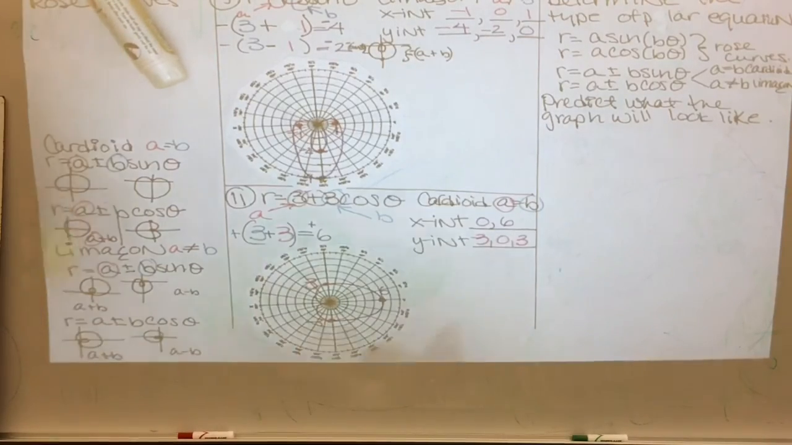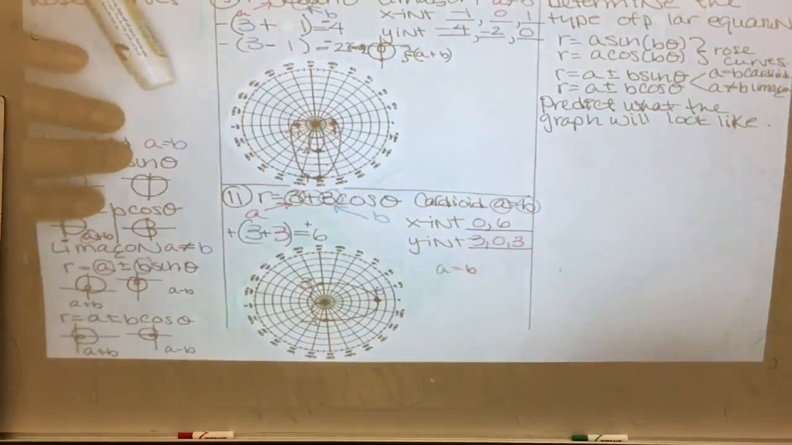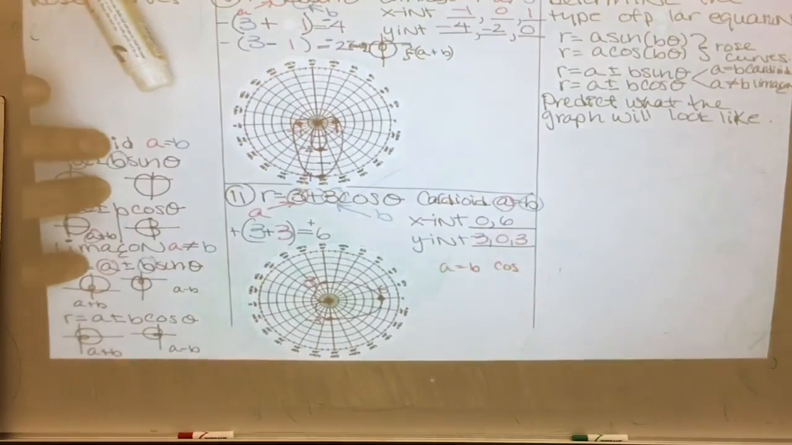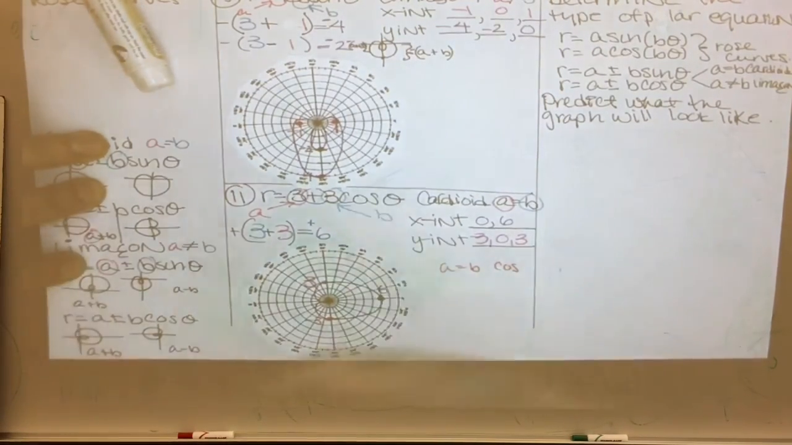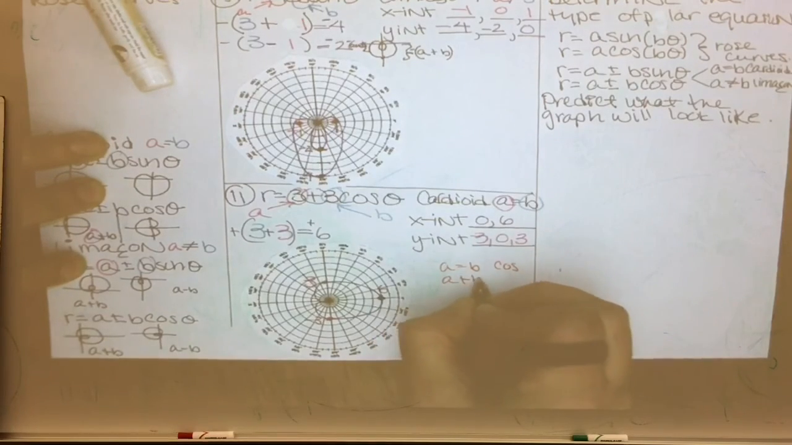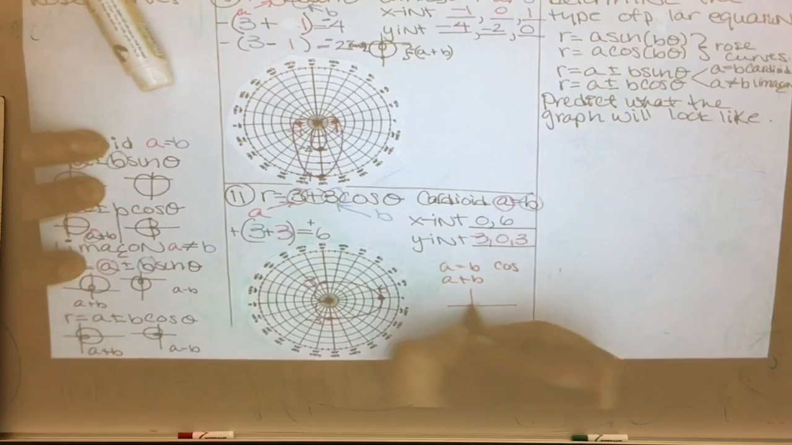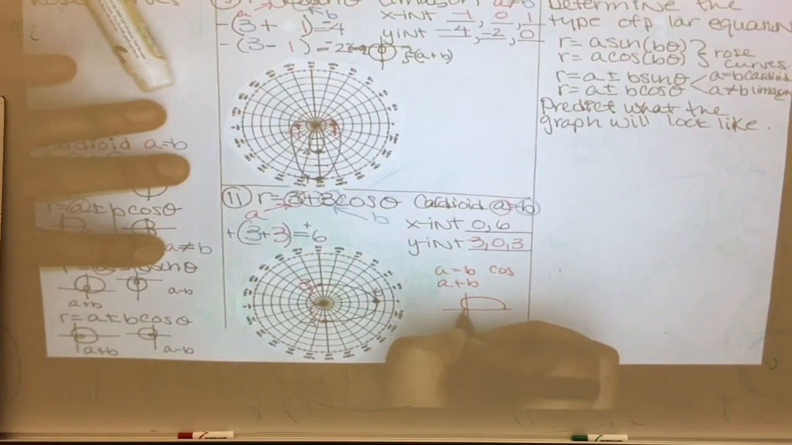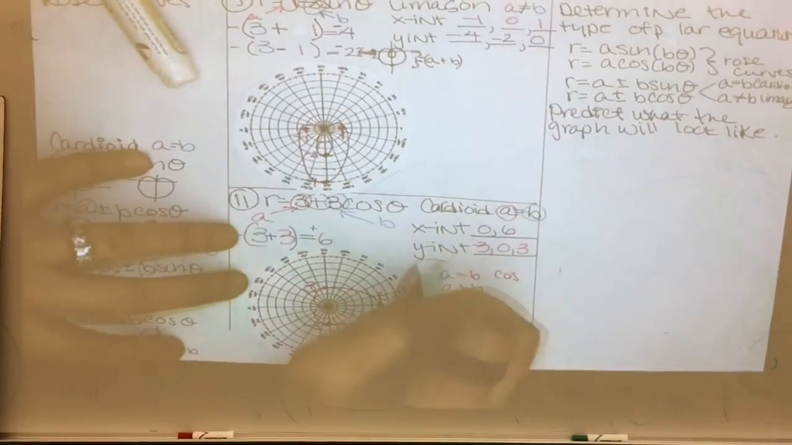So my prediction was, okay, because A equals B, and because it's cosine, and because it was A plus B, I knew that I was going to have the majority of my curve on this axis here, and that my inner loop would go away. So that's my little thought bubble.